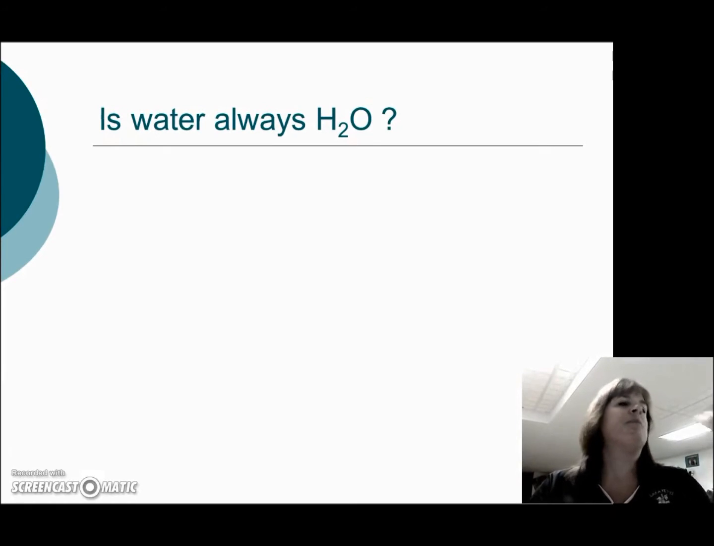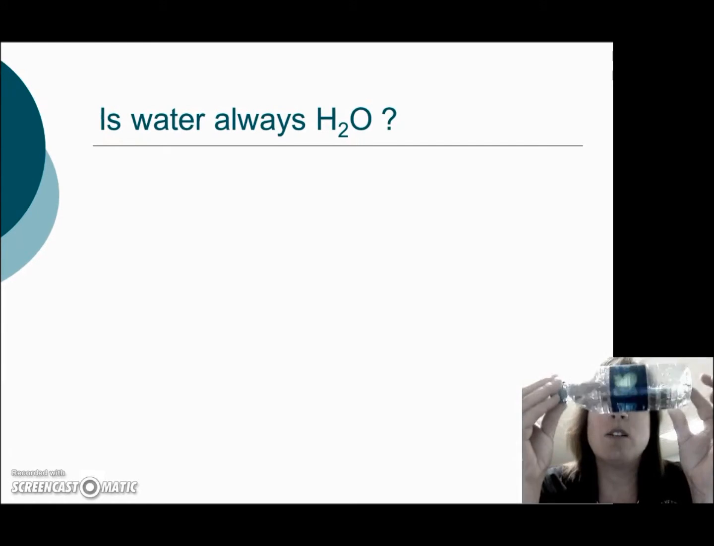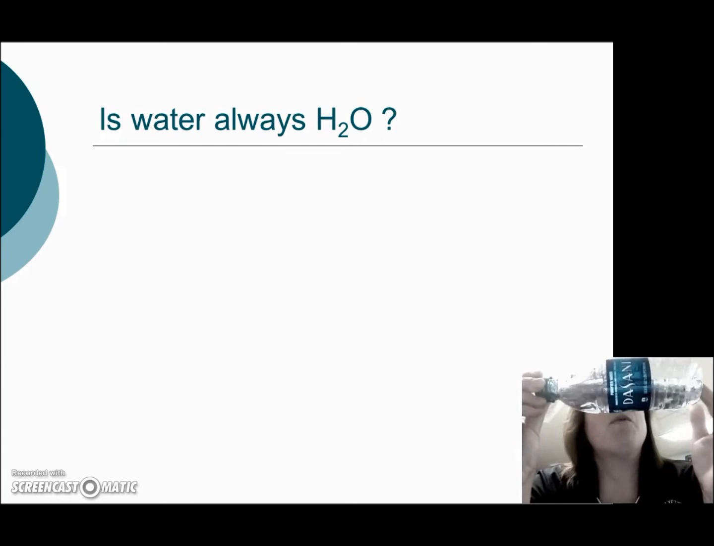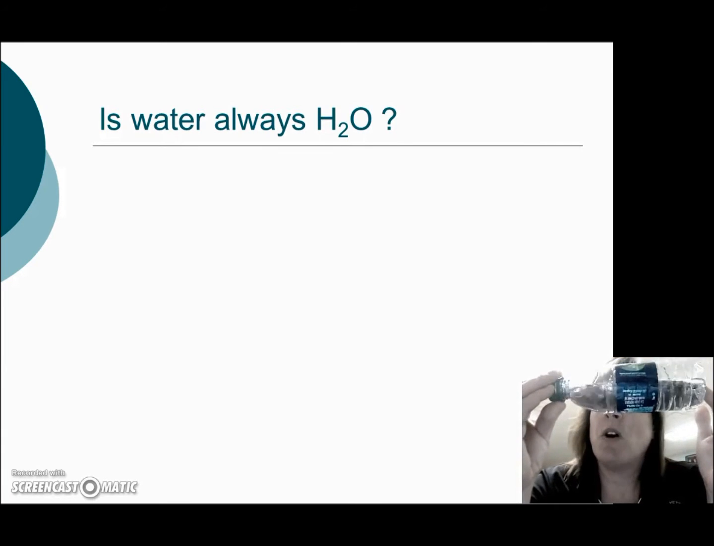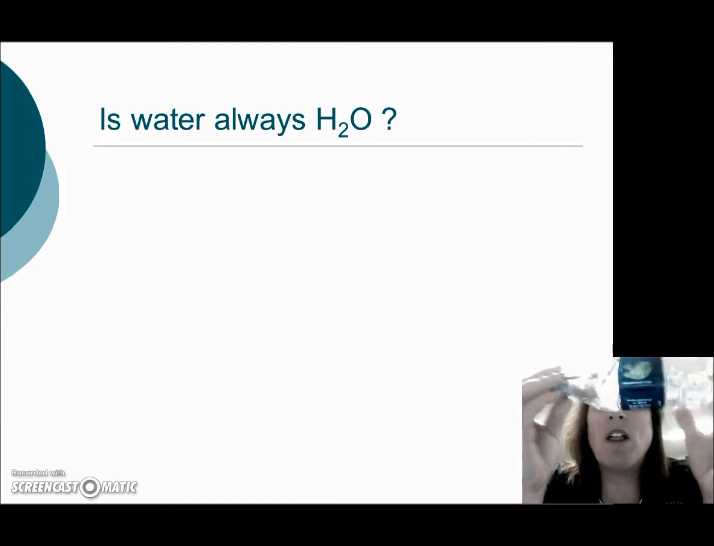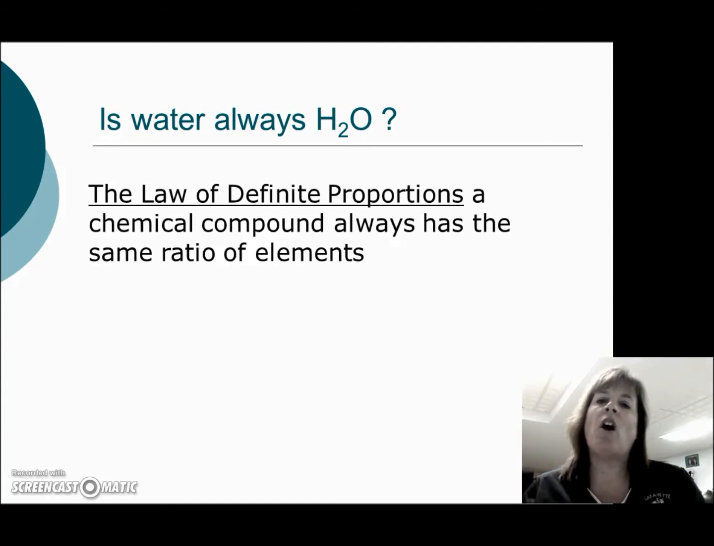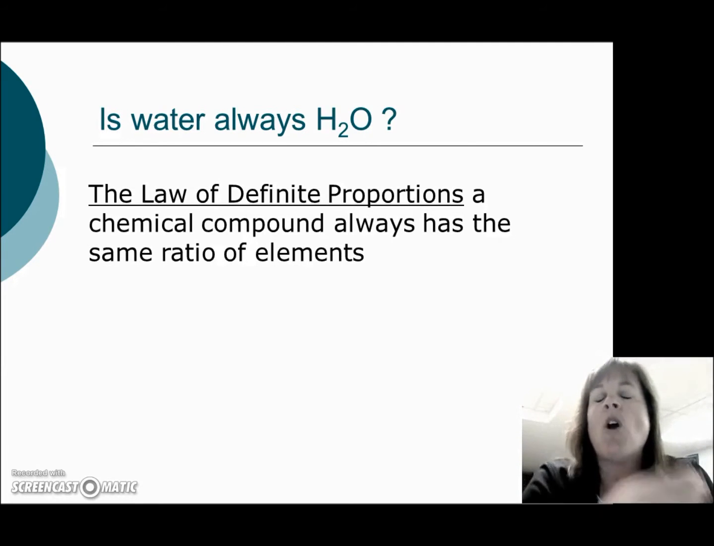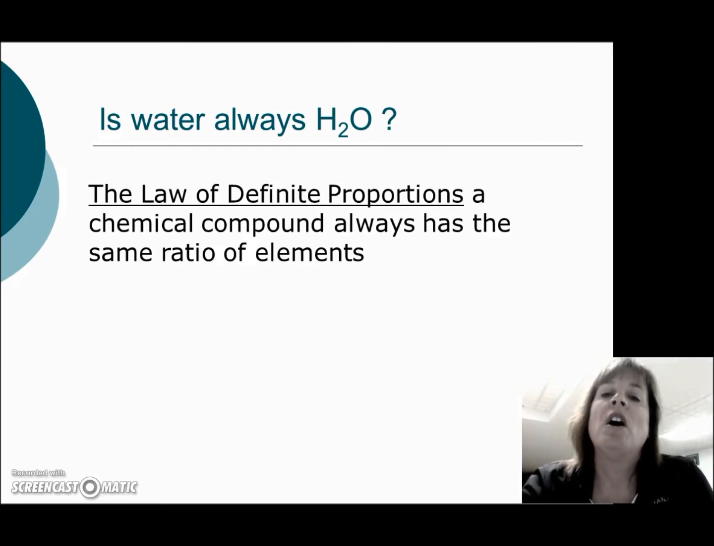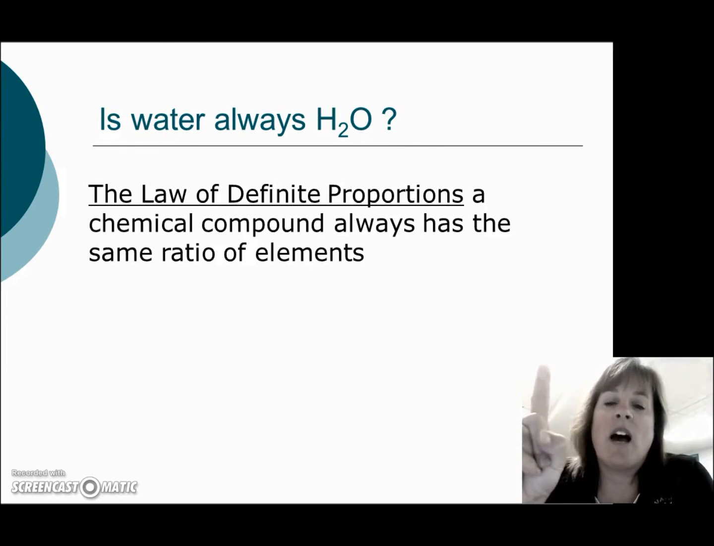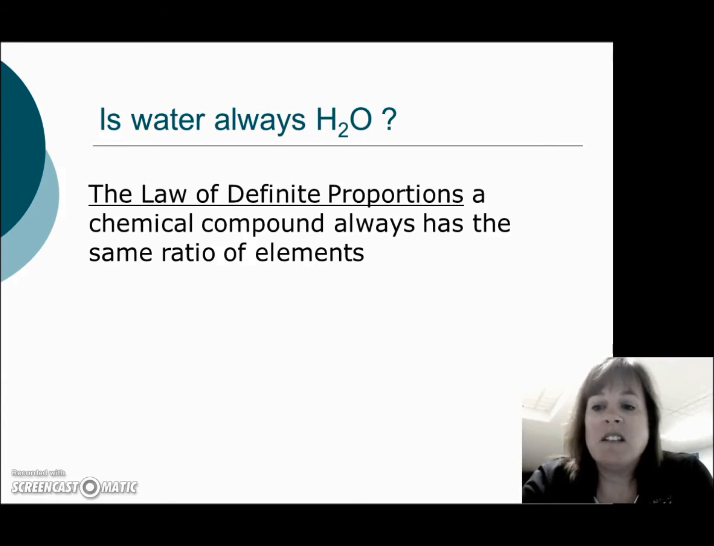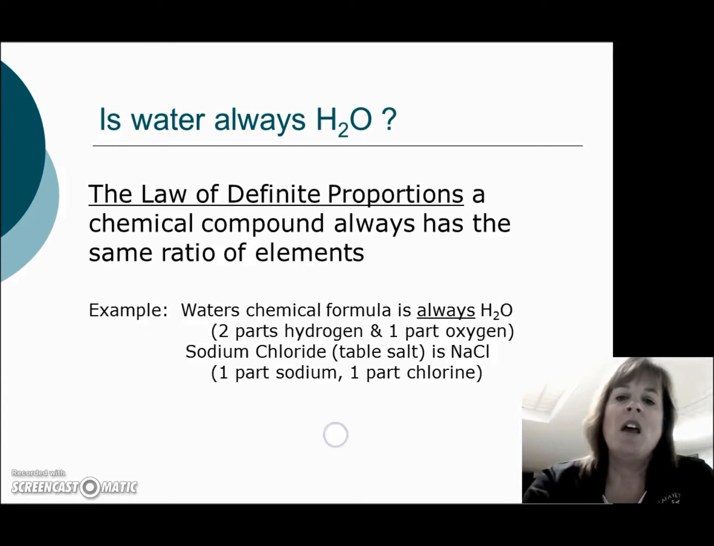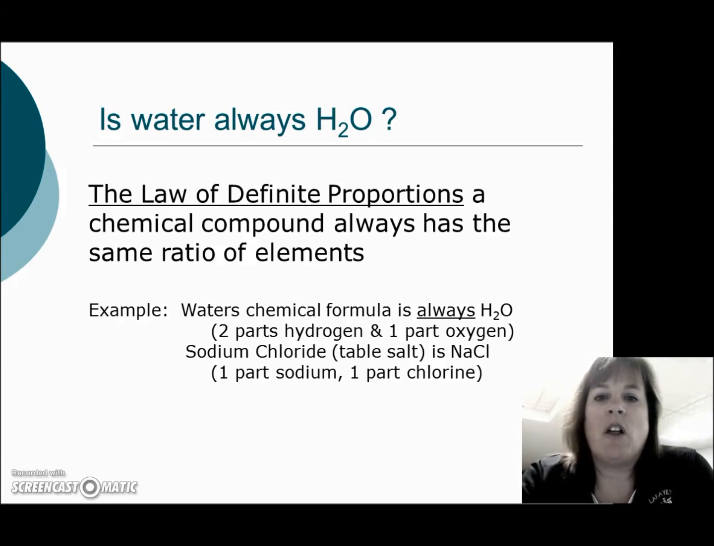Now, have you ever wondered, is water always water? The formula for water is H2O, right? 2 hydrogens and 1 oxygen. But is it always that? Well, actually, that's true. And that's called the law of definite proportions. What the law of definite proportions says is that a chemical compound always has the same ratio of elements. So water always has 2 hydrogens and 1 oxygen. If it doesn't, then it's not water. So that's a good example of the law of definite proportions.